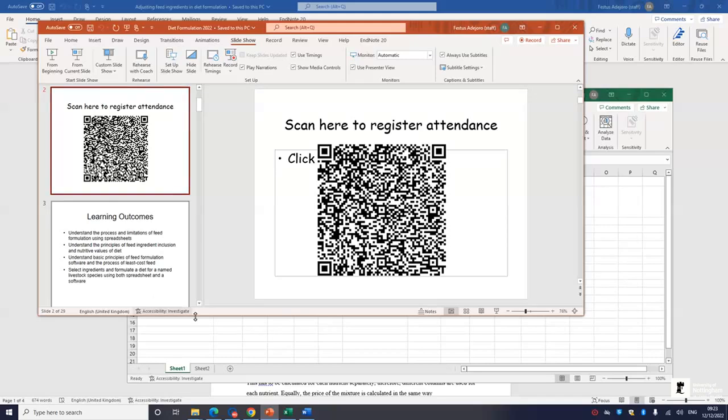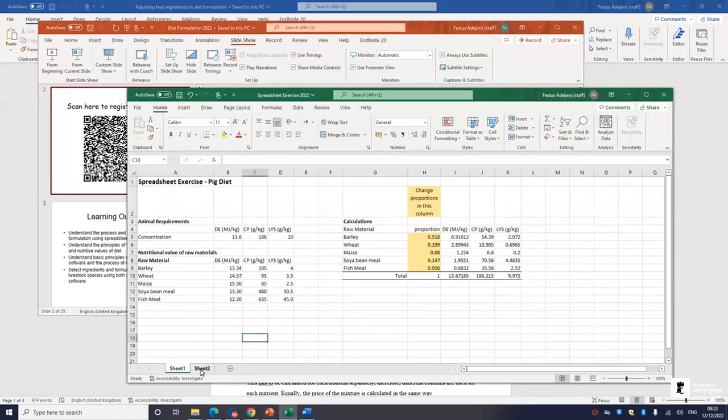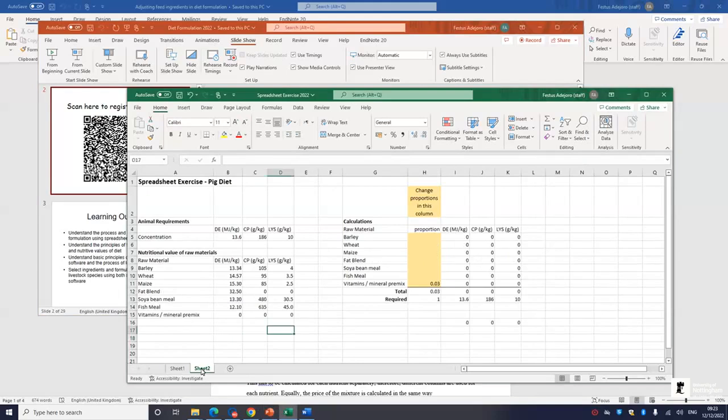So if you go to, in the same Excel sheet we just worked on, sheet number 2, can you see sheet number 2? Okay. Here we are going to be fixing vitamins and mineral premix at 0.03.